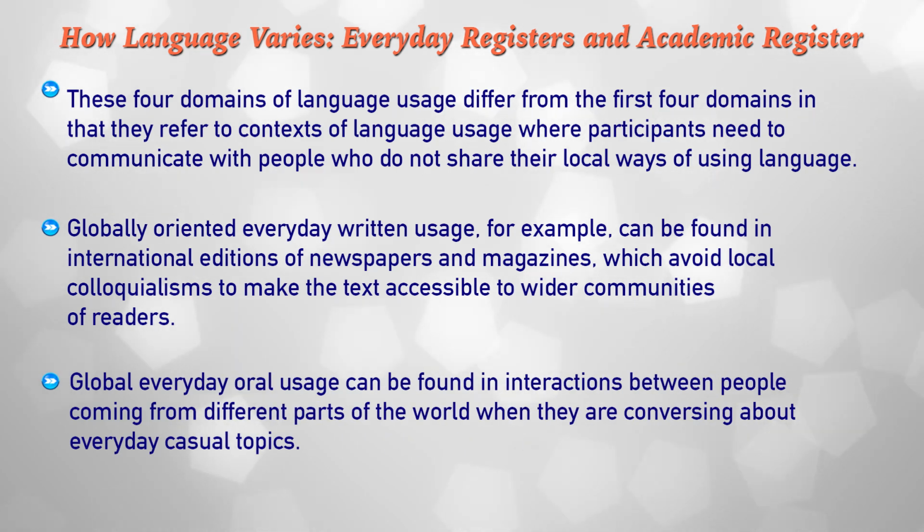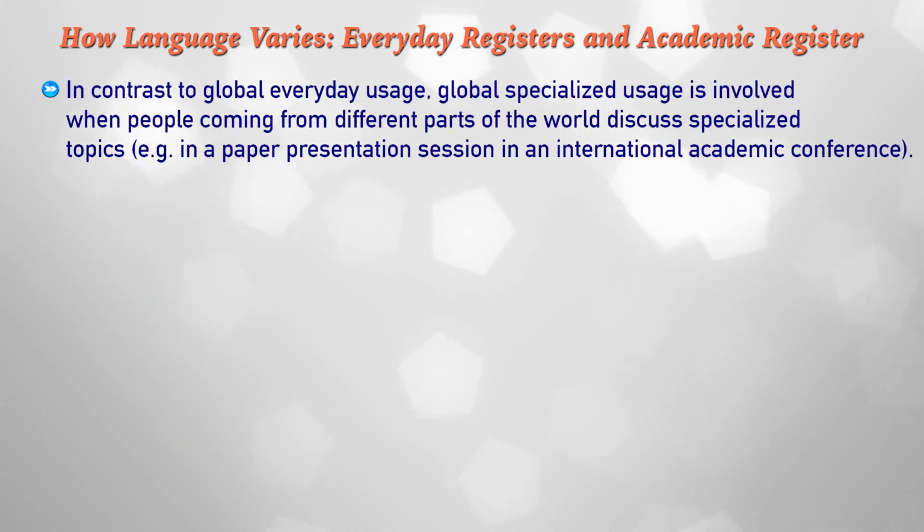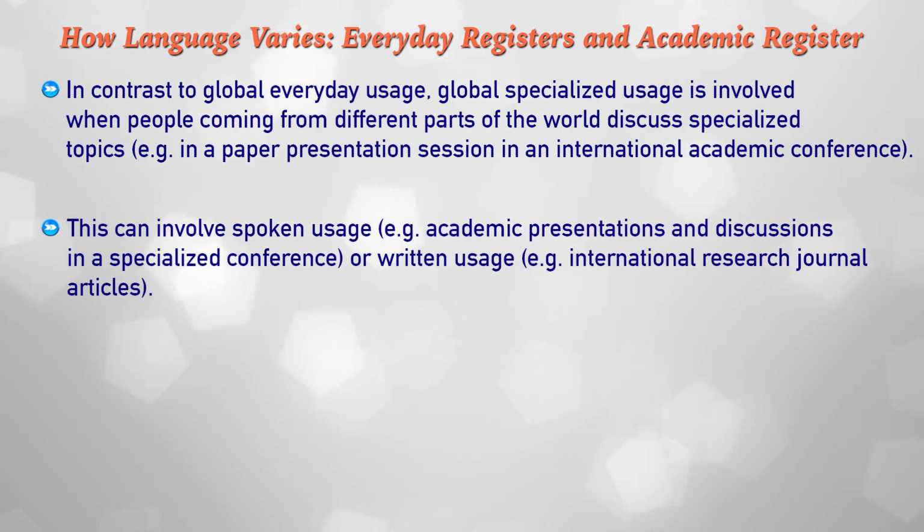Global everyday oral usage can be found in interactions between people coming from different parts of the world when they are conversing about everyday casual topics. In contrast to global everyday usage, global specialized usage is involved when people coming from different parts of the world discuss specialized topics in a paper presentation session in an international academic conference. This can involve spoken usage, that is, academic presentations and discussions in specialized conferences, or written usage, that is, international research journal articles.